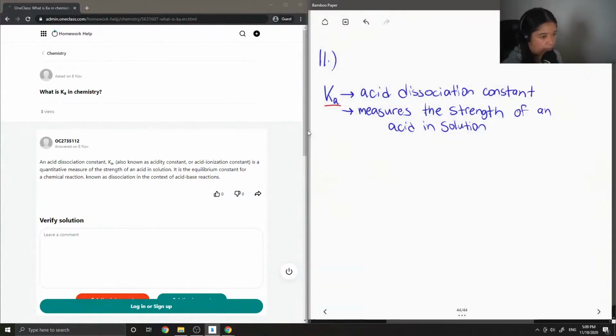So when you have a large Ka value, this means that we have a strong acid. And when you have a small Ka value, this means we have a weak acid.